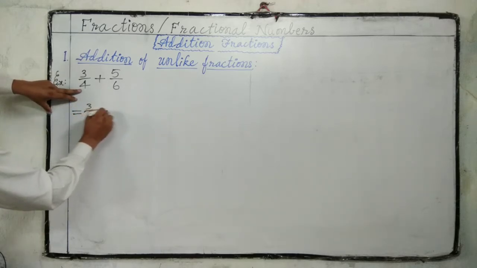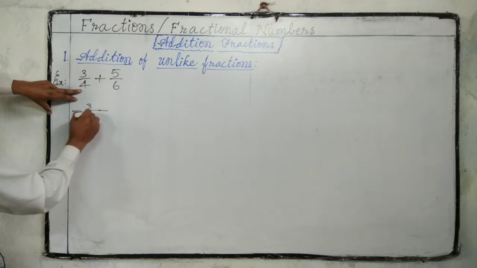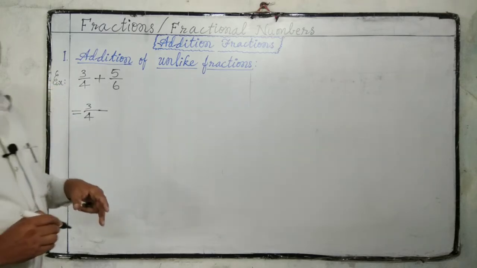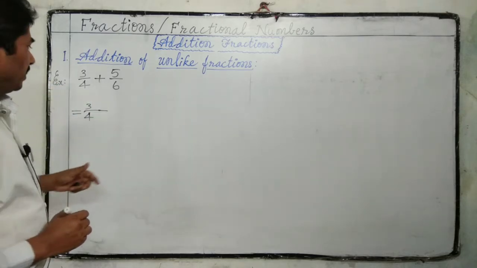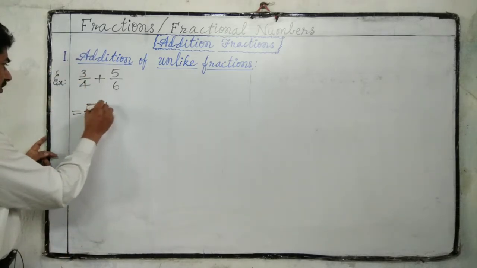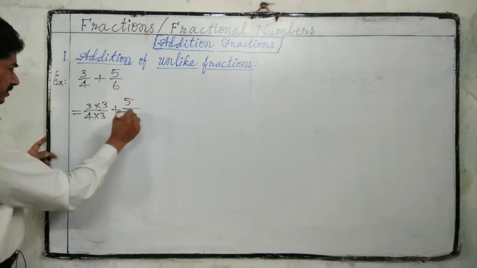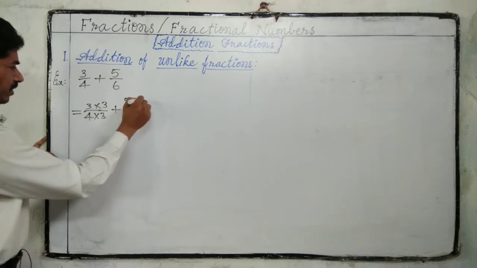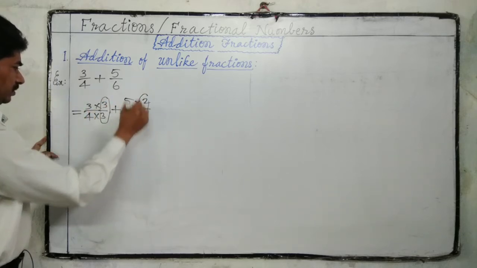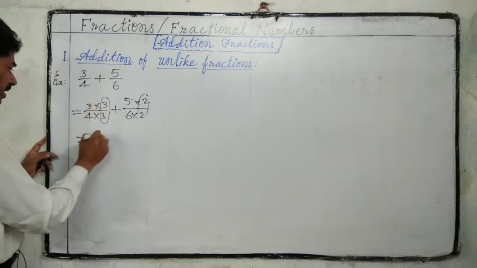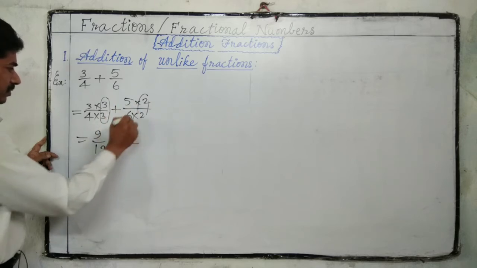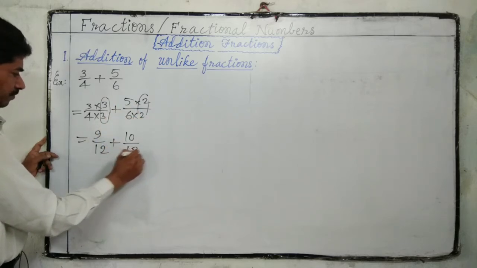To make these like fractions, we have to take a number and multiply both the numerator and denominator. 3 by 4, multiply by 3; 5 by 6, multiply by 2. These are same numbers. 3 3s are 9, 4 3s are 12, 5 2s are 10, 6 2s are 12.